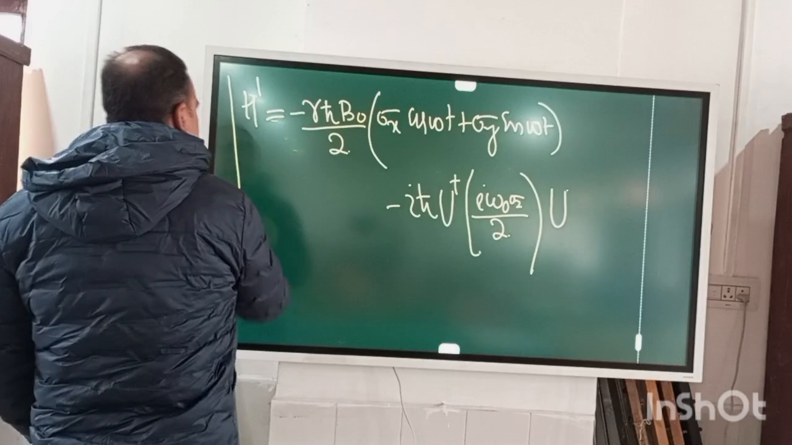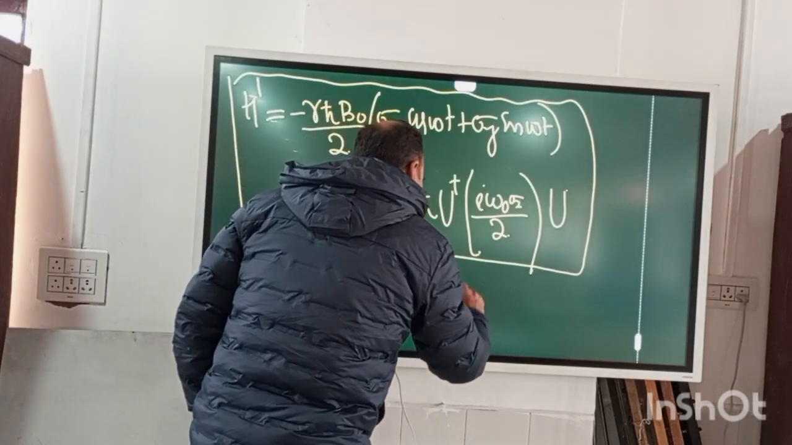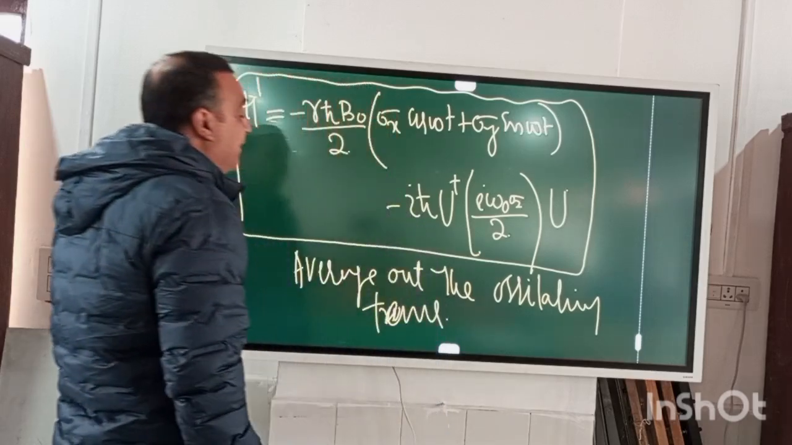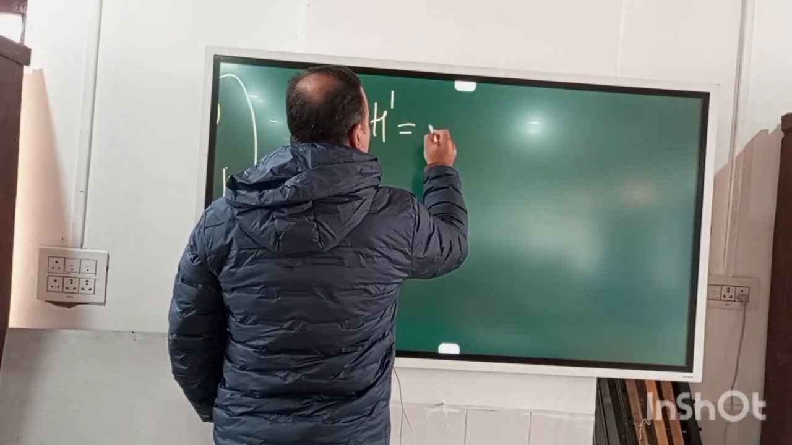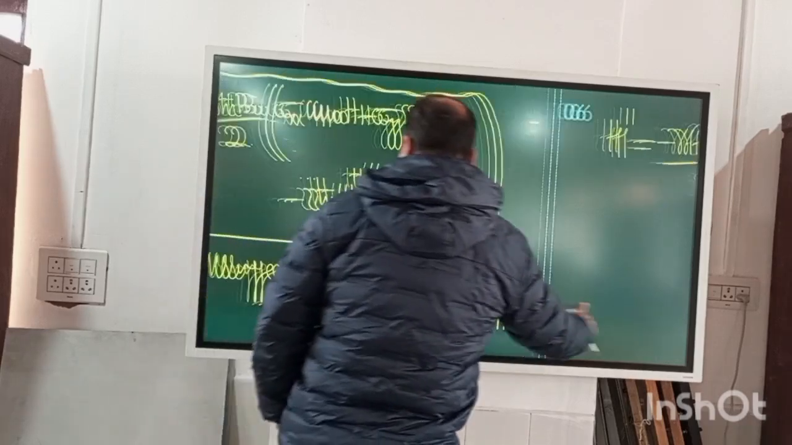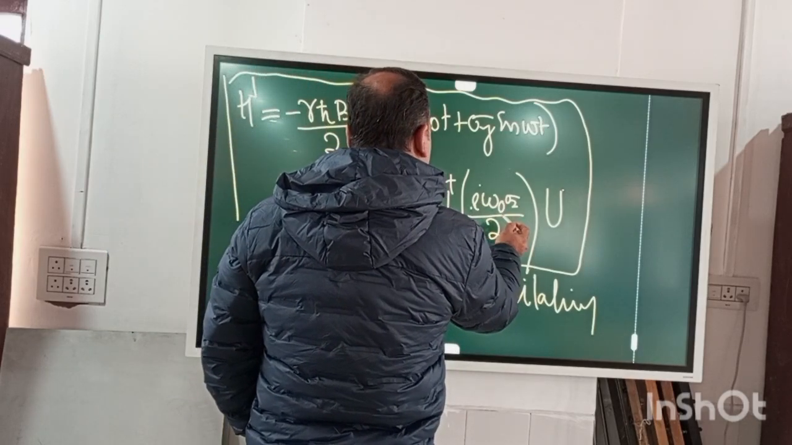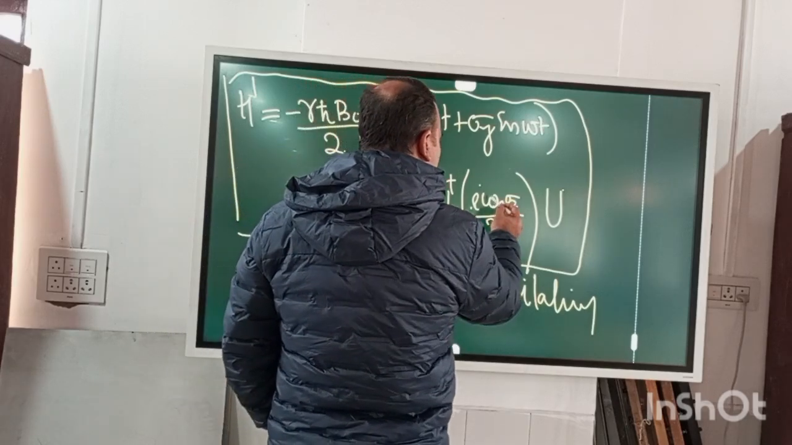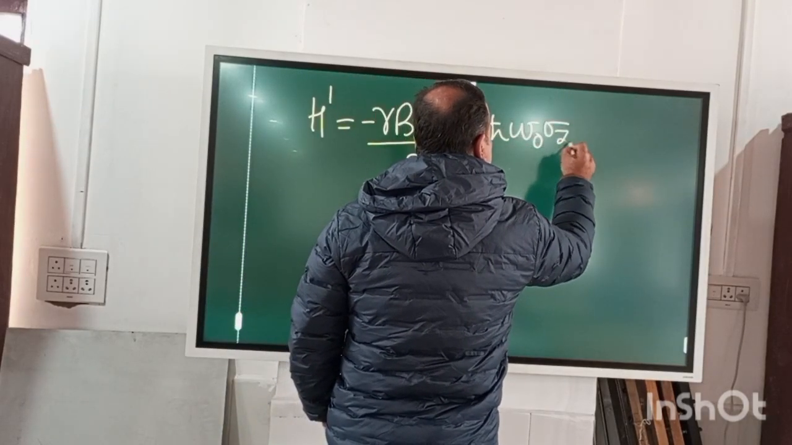Okay, so what we do here is we can average out the oscillating terms from the above equation. And when we average them out, we obtain H dash. H dash comes out to be minus gamma B naught sigma z by 2. And for this, we have this i, then omega naught sigma z, and this 2. So I will have h bar omega naught sigma z, this will be minus h bar omega naught sigma z by 2.